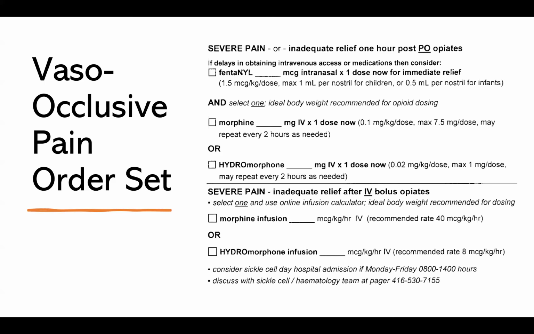So on top of the intranasal fentanyl, once you get that IV in, we could do a morphine IV dose at 0.1 milligrams per kilo per dose, or hydromorphone at 0.02 milligrams per kilo per dose. Once you've given those medications, if they are not working, then for sure you're thinking about admitting that patient and starting some kind of infusion. So our emergency room will contact the general pediatrics team or try to arrange transfer. But while they're waiting, they will start a morphine infusion at 40 mics or a hydromorphone infusion at 8 mics per kilo per hour.